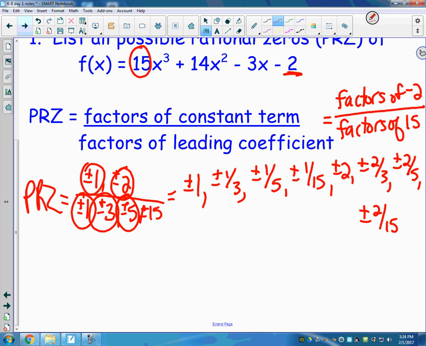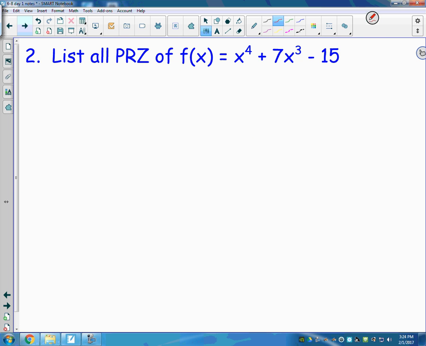Now I know that that's gross numbers, but instead of an infinite amount of zeros, you now have a list of numbers that you could check to see if they work. So let's try one that's not so ugly, okay? So we're not solving anything here. We're just listing our PRZs.